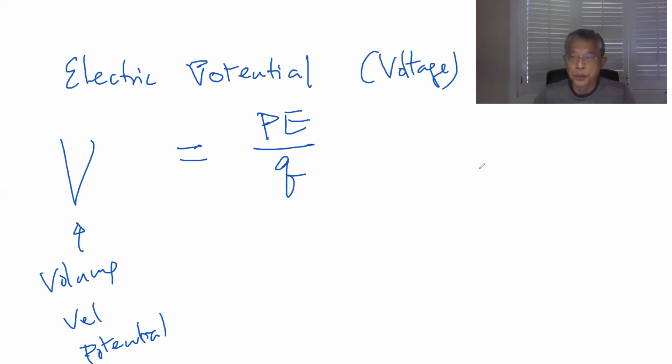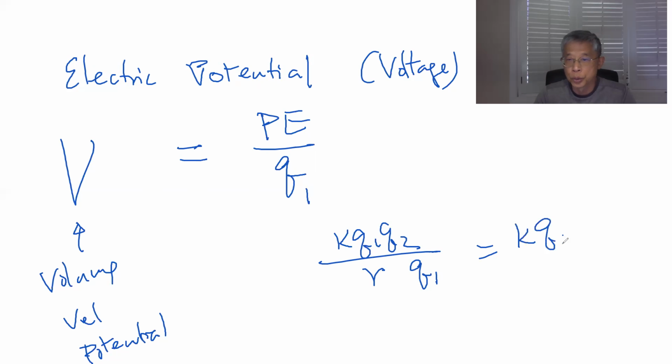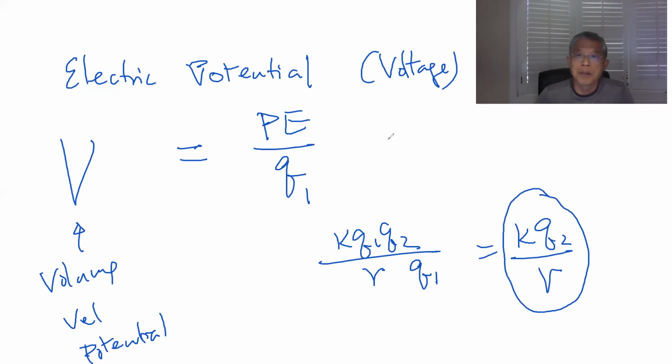So then you have K Q1 Q2 over R, and then you divide by, let's say, Q1 here. Then that will give you K Q2 divided by R, for example. So that is your electric potential definition. Let me give you an example.